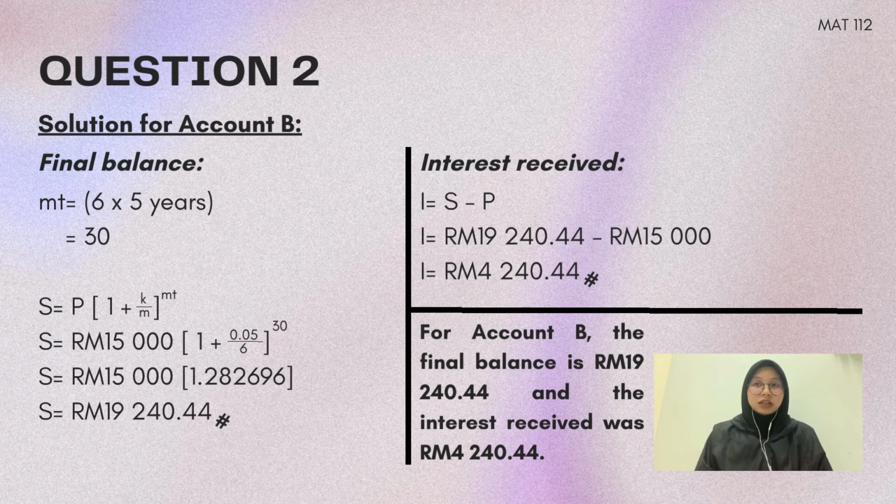So the interest received also uses the same formula as account A. So we just take the final balance minus the RM 15,000. So we get the interest is RM 4,240.44.